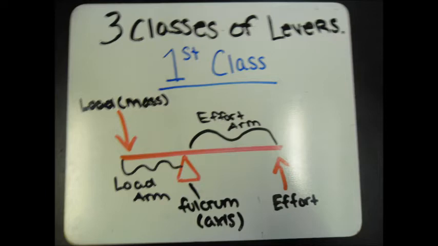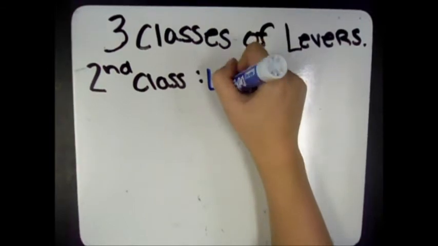As shown, the fulcrum is in between the load arm and the effort arm. An example would be our neck being the fulcrum, our neck muscles being the effort arm, and our skull being the load.